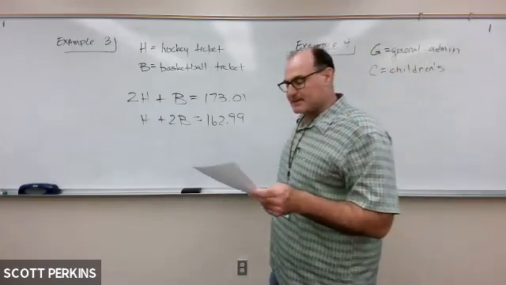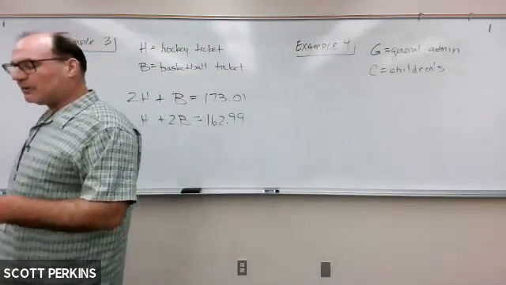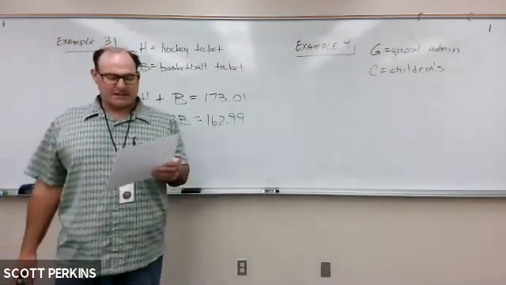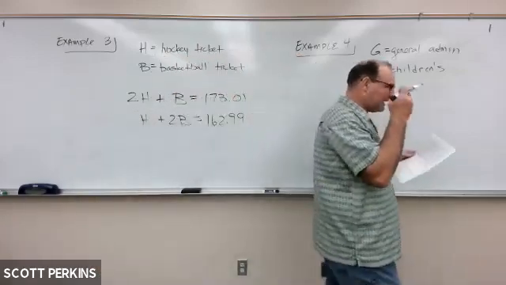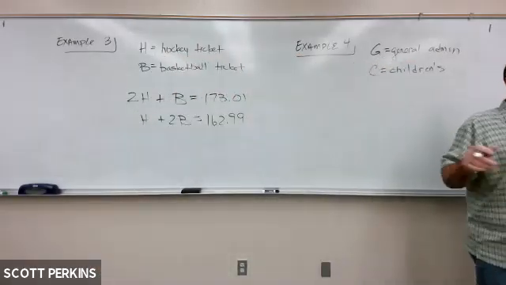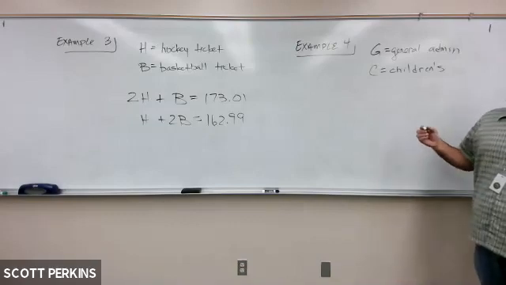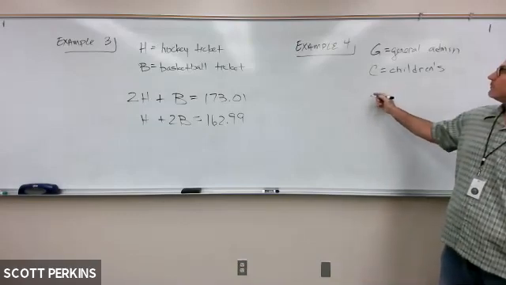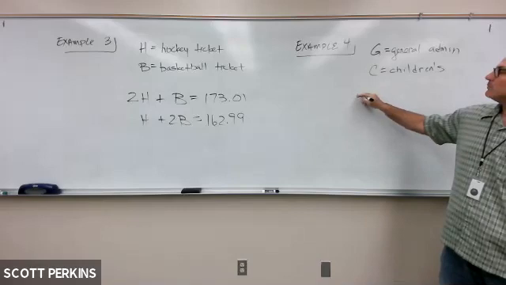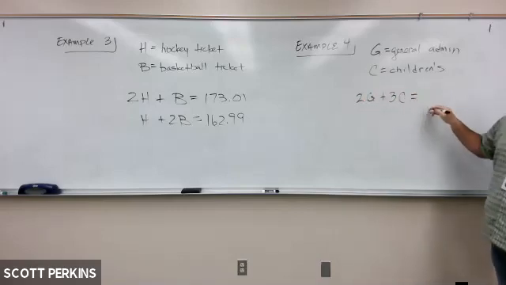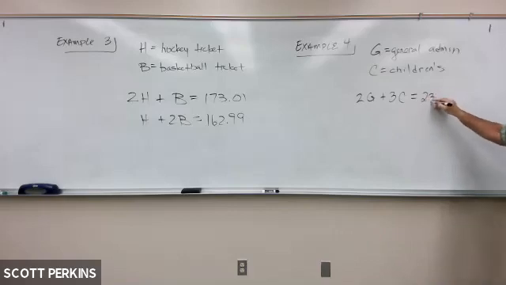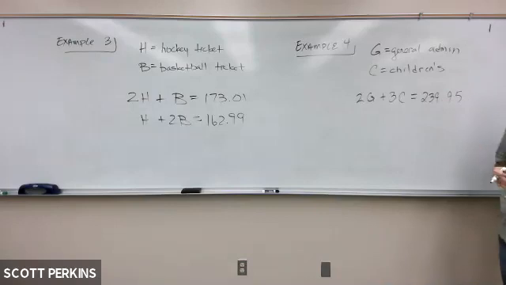All right, the first sentence says 2 general admission theme park tickets and 3 children's tickets cost $239.95. I'm going to stop there. What equation did you form from that? 2G plus 3C equals $239.95. Great. Okay, we're just writing down exactly what we've been told.